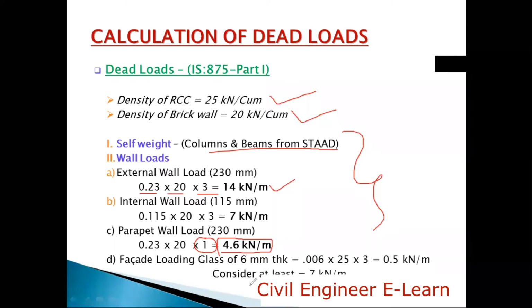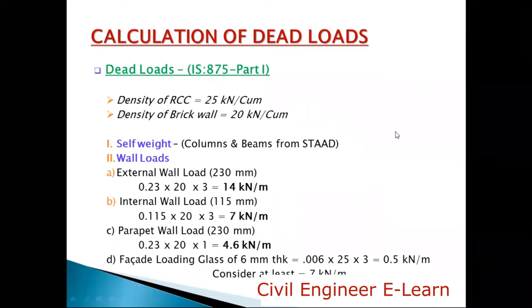So let us consider at least 7 kN per meter as a UDL, which can account for unknown partitions. You can say it is unknown partitions, or you can say unknown loads, right? Unpredictable loads. So that's why here for facade loading we are not considering 0.5 kN per meter. We are straight away considering 7 kN per meter as an external wall load. External wall in the sense wherever we have a face of the building, right?